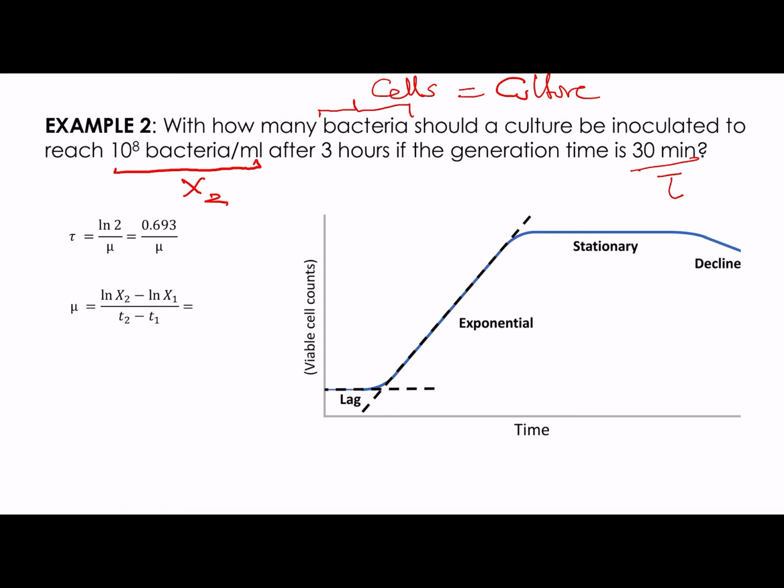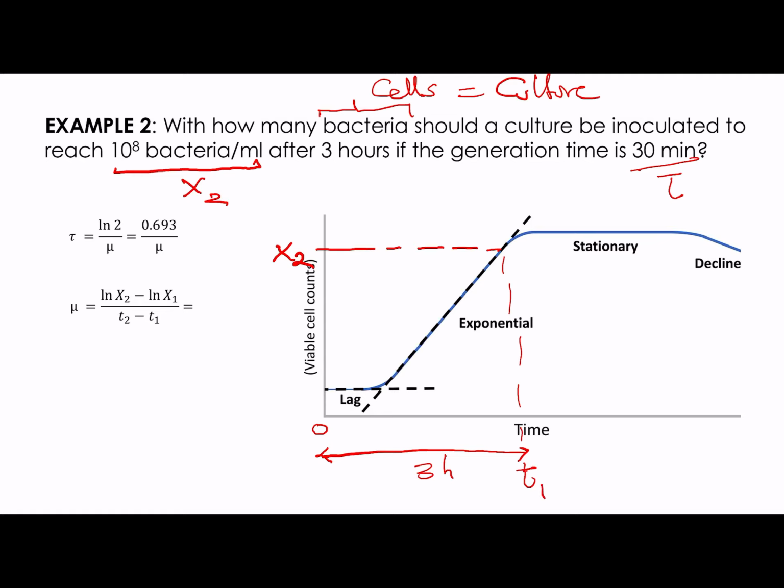But let's try and make sense of these values on this graph. Take note, it says inoculated. Inoculation starts at time 0. So now it says after 3 hours. So that means our time is from here, somewhere there, 3 hours. And I'm saying somewhere there because our x2 will be, we can say our x2 is here. So this would be our T1.